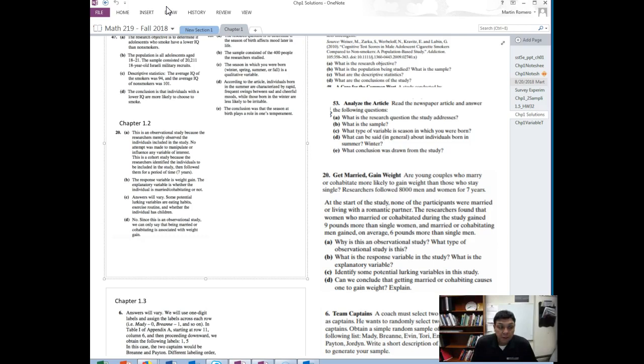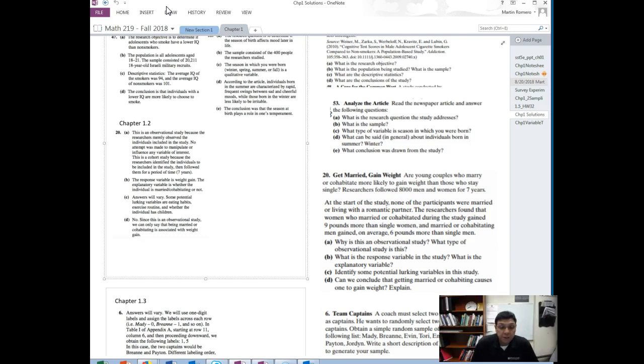In this case, it's not an experimental design, right? It's an observation. We're just collecting their weight. It may seem like an experiment, but we're not altering anything. We're letting those individuals just live in the world, and they either gain weight or don't gain weight. And so this is an observational study because no attempt was made to manipulate or influence the variable of interest, right, which were those people. This is also a cohort study because researchers identified individuals to be included in the study, then followed them over time, right?